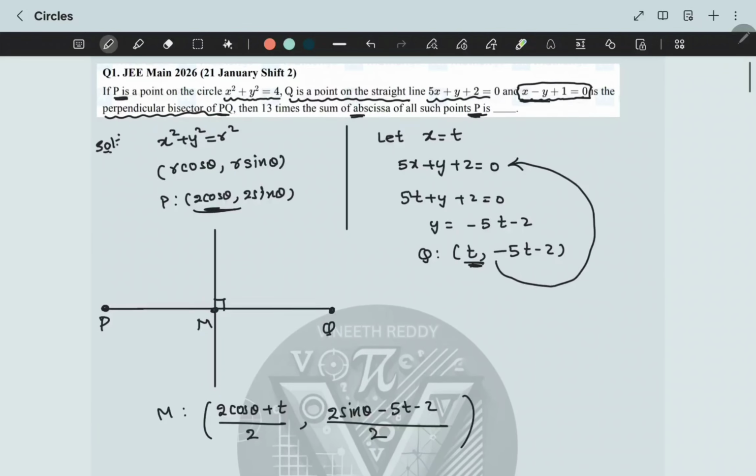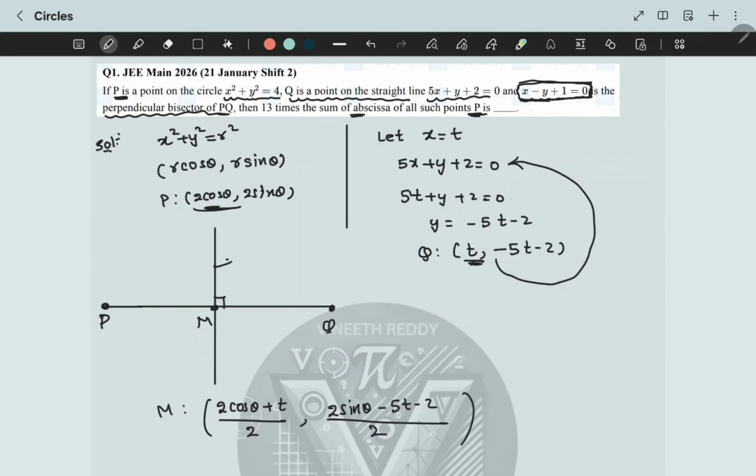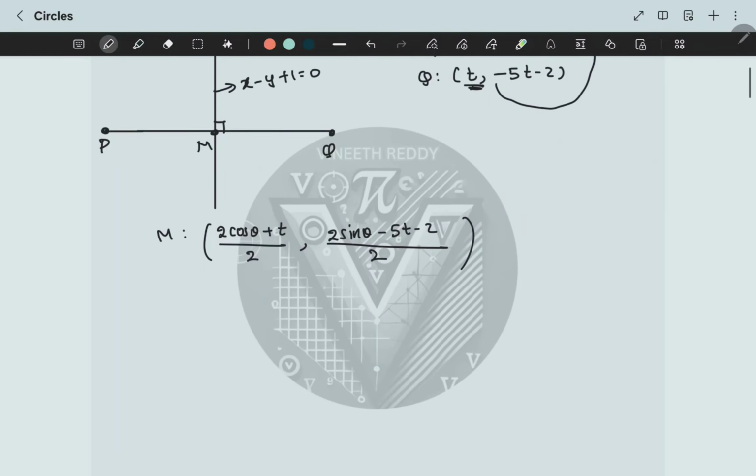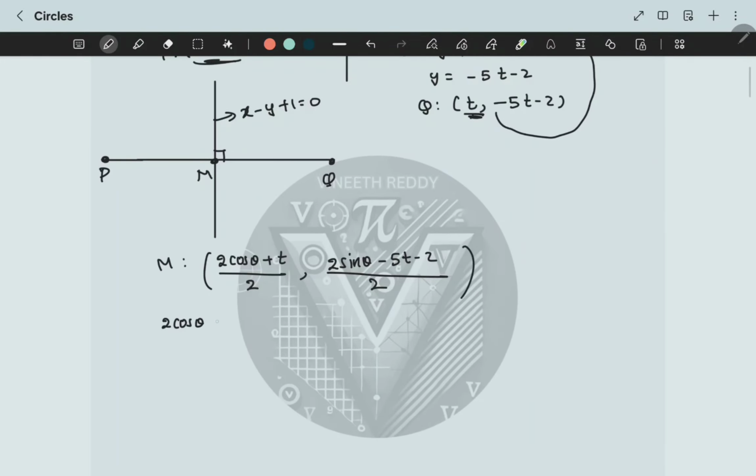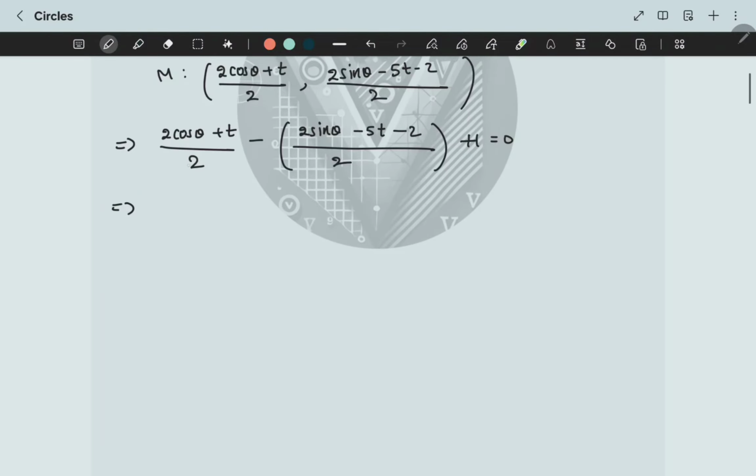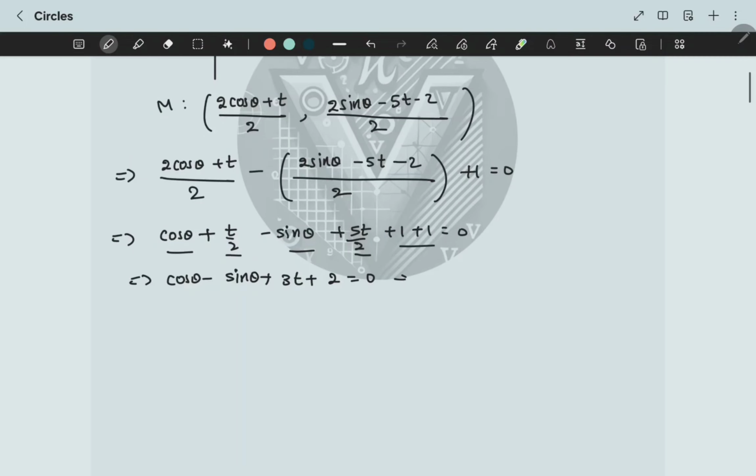So M should lie on this straight line x minus y plus 1, because that is the equation of the straight line. That means replace x with this part: 2 cos theta plus t divided by 2, minus 2 sin theta minus 5t minus 2 divided by 2, plus 1 equals to 0. So if I simplify this, what do I get? 2 by 2 is cos theta, plus t by 2, minus sin theta, plus 5t by 2, and plus 1, I believe, right? So what do we get? Ultimately we get cos theta minus sin theta plus, now t by 2 plus 5t by 2 is 3t, plus 2 equals to 0. We have to eliminate t, right? So this is equation 1.